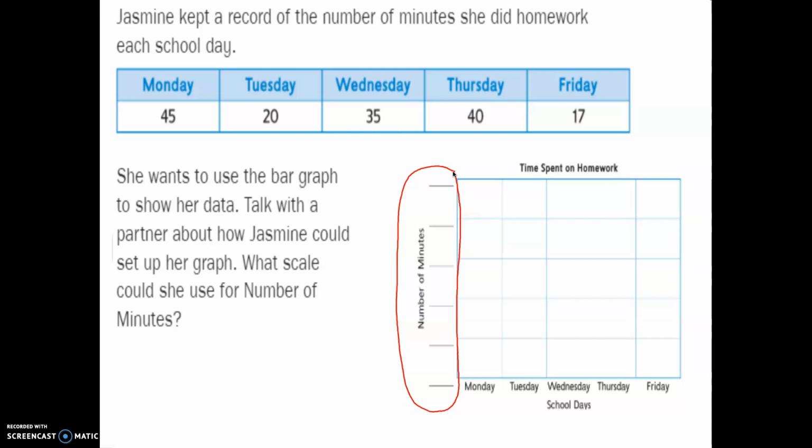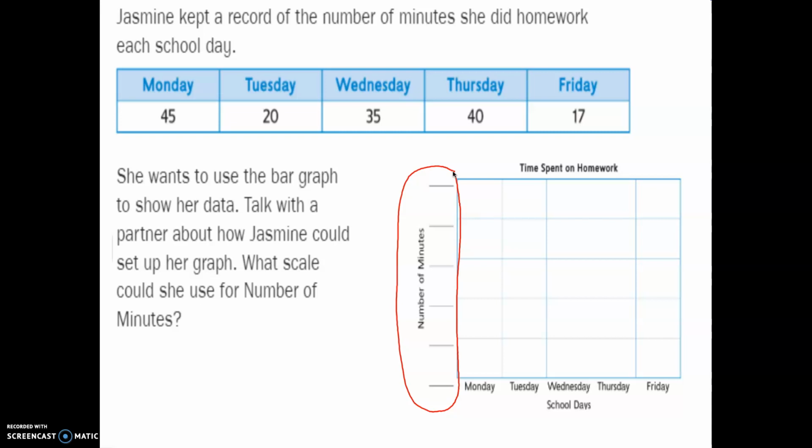So this is about Jasmine. Jasmine kept a record of the number of minutes she did homework each school day. Monday, 45 minutes, Tuesday, 20 minutes, Wednesday, 35 minutes, Thursday, 40 minutes, Friday, 17 minutes. She wants to use the bar graph to show her data. Talk with a partner or mom or dad at home about how Jasmine could set up her graph. What scale could she use for number of minutes?